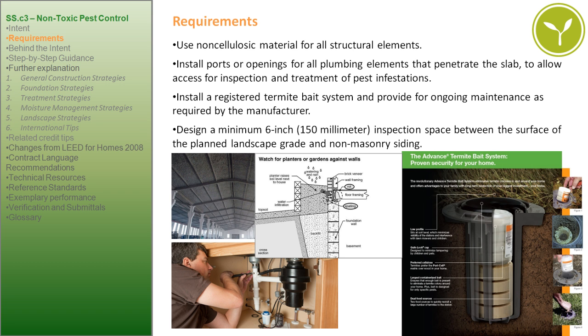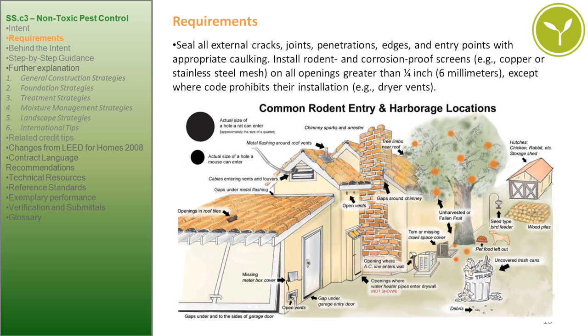Install ports or openings for all plumbing elements that penetrate the slab to allow access for inspection and treatment of pest infestations. Install a registered termite bait system and provide for ongoing maintenance as required by the manufacturer. Design a minimum 6-inch or 150 mm inspection space between the surface of the planned landscape grade and non-masonry siding. Seal all external cracks, joints, penetrations, edges, and entry points with appropriate caulking.